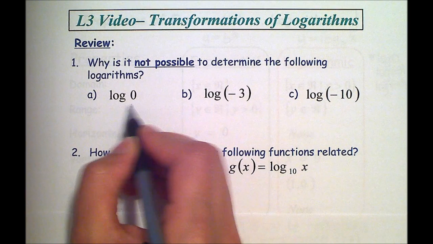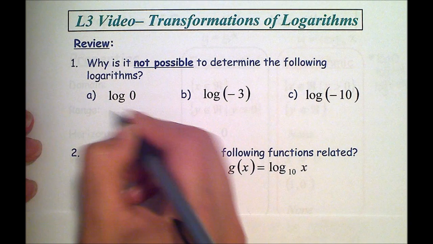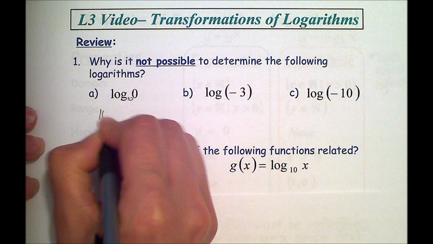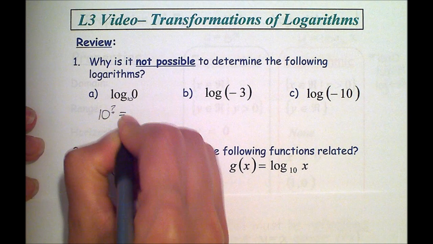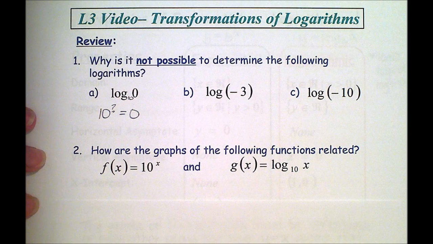And the reason why you can't evaluate this is because if you think about what this means, you have a base of 10. And so what you're looking for is 10 to some exponent is going to give you 0. Okay, and you can see that there is no exponent such that 10 to that exponent will give you a result of 0. Same goes here.